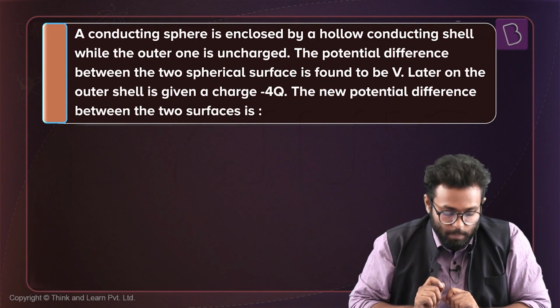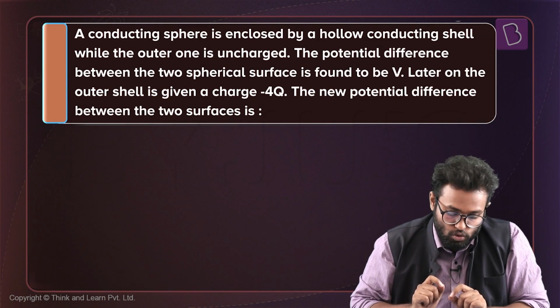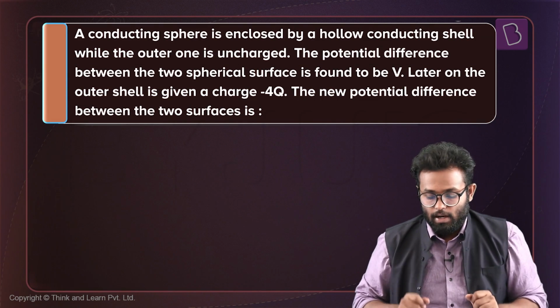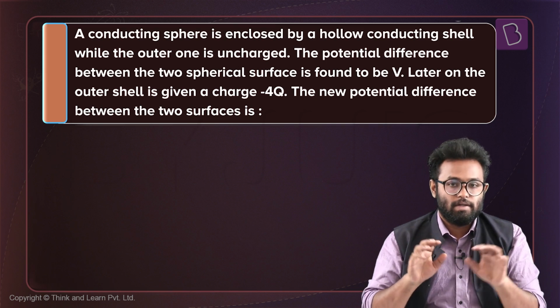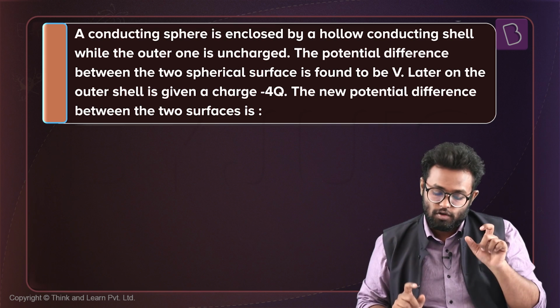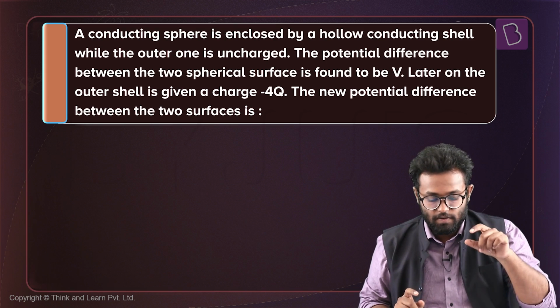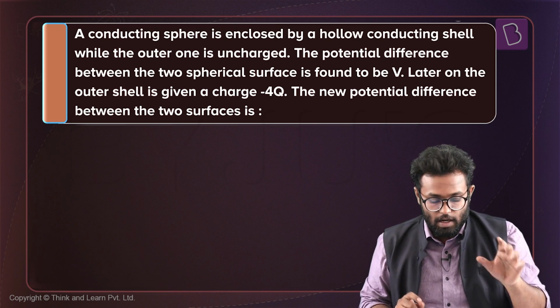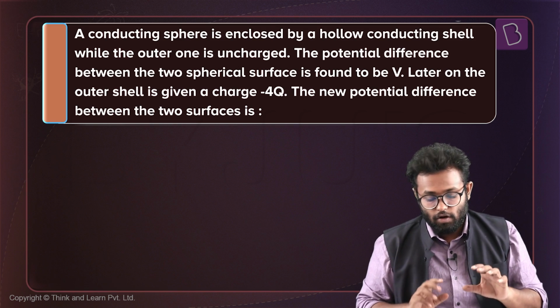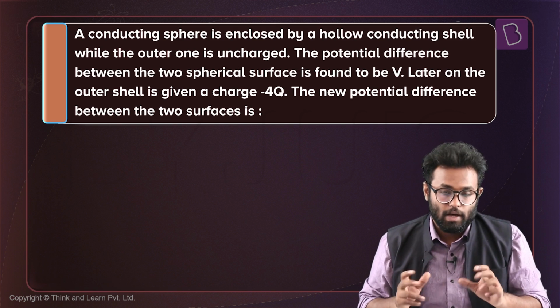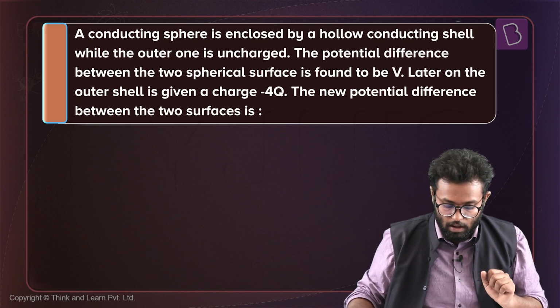Let's look at this problem. A conducting sphere is enclosed by a hollow conducting shell, and initially the inner sphere has a charge of Q while the outer one is uncharged. Now the potential difference between the two spherical surfaces is found to be V. Later on, the outer shell is given a charge of minus 4Q, and you have to find the potential difference in the new case, right? So how are you going to solve this problem? Now here, this is the situation.